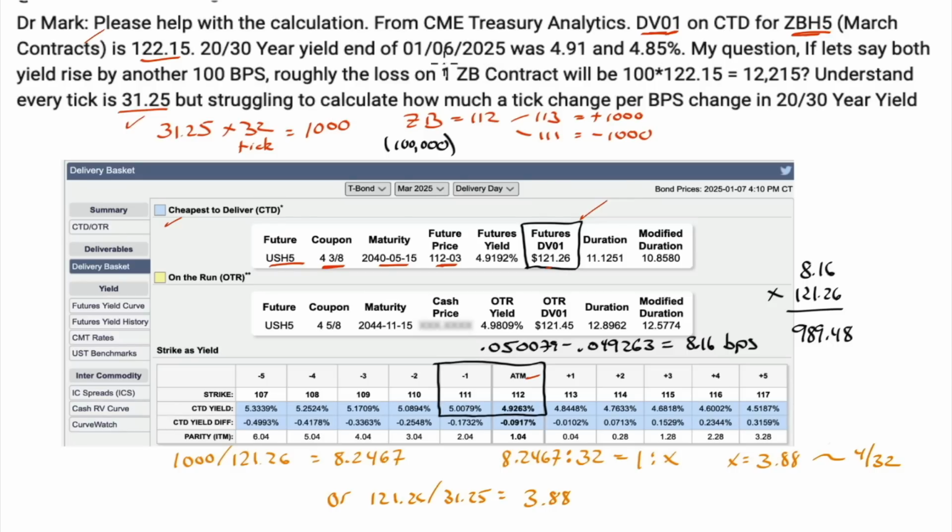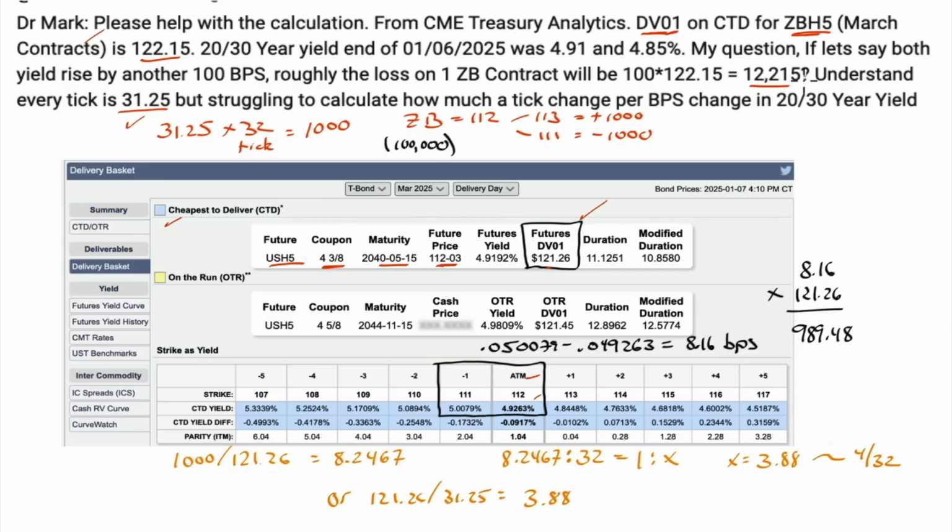Let's see, yield was 4.91, 4.85 on the 20 to 30. What yield do we have here? We have on the cheapest to deliver 4.9263. My question: if, let's say, both rise by another 100 basis points, roughly the loss on one ZB contract will be 12,215.